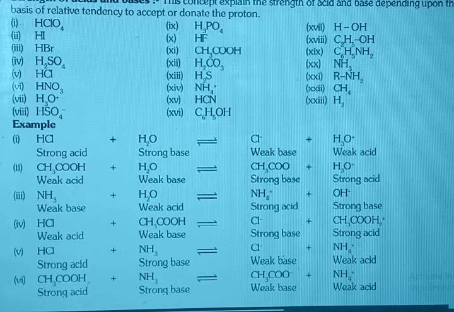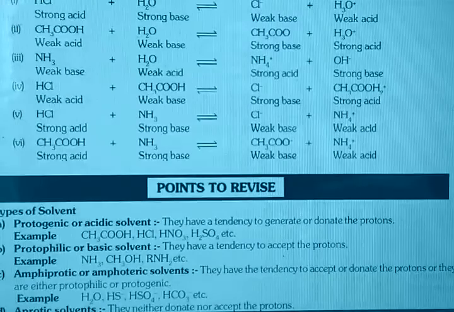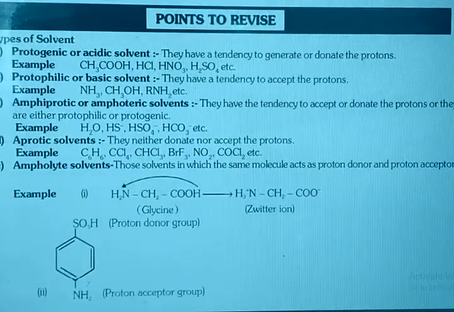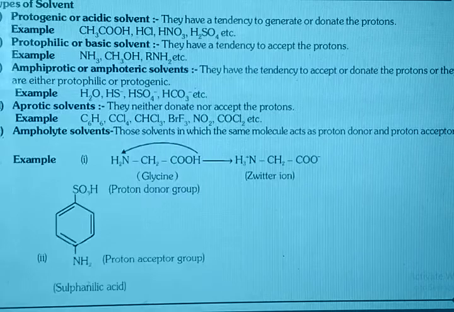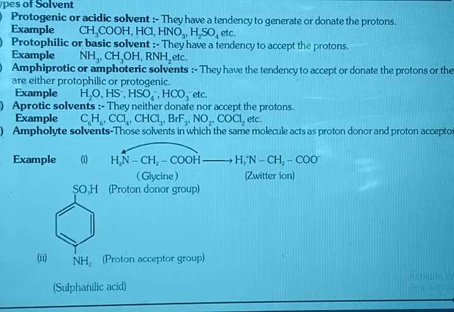So let us remember some points to be revised before finishing the concept. Protogenic or acidic solvents have a tendency to donate protons, for example acetic acid, hydrochloric acid, nitric acid, sulfuric acid. Protophilic or basic solvents accept protons, like ammonia, methanol, primary amide. Amphiprotic or amphoteric solvents can accept or donate protons, for example water, HS minus, HSO4 minus, HCO3 minus.